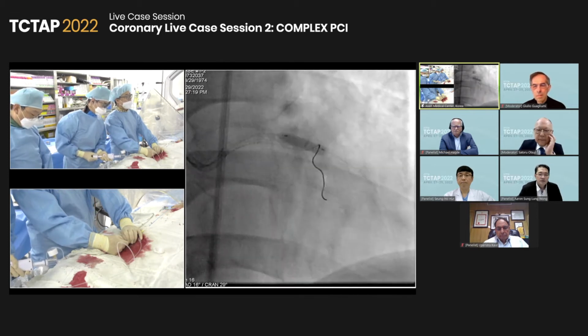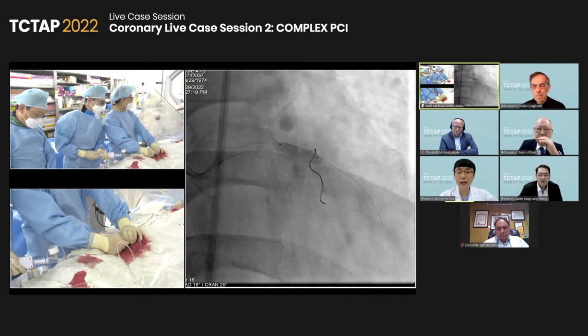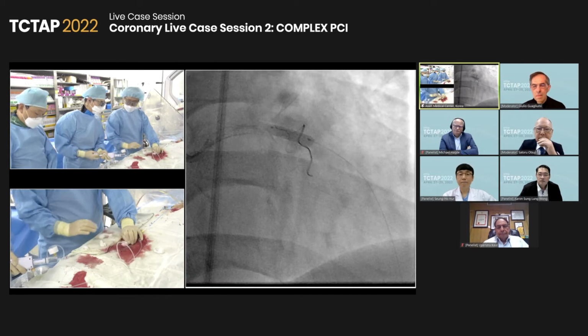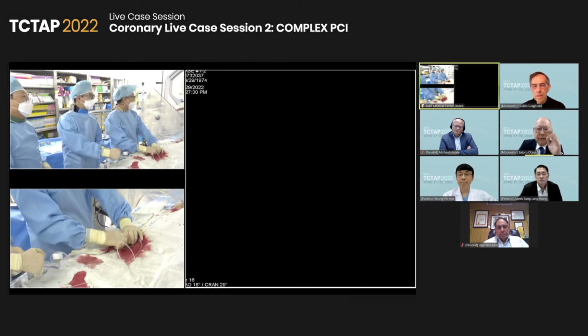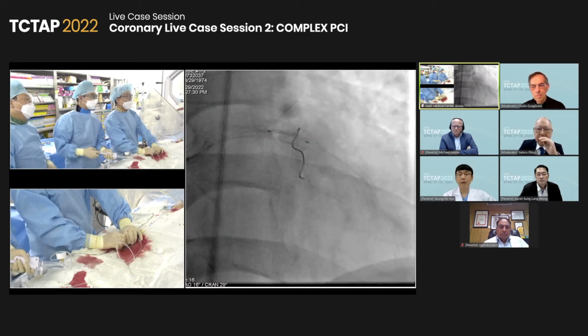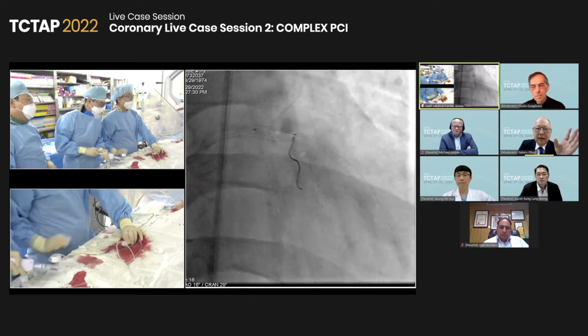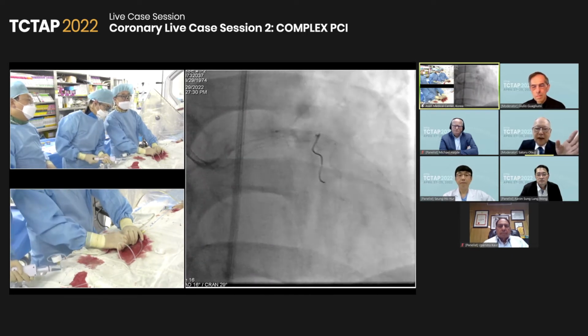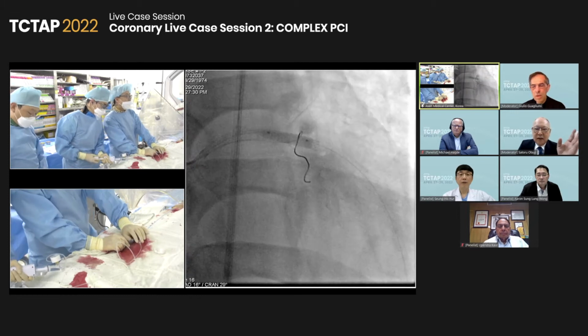Dr. Park, what size of balloon? Okay, this is a 4.0 NC balloon.